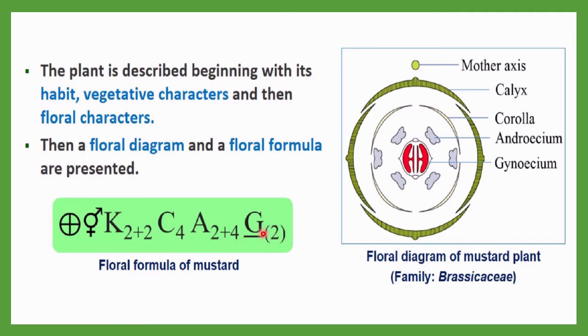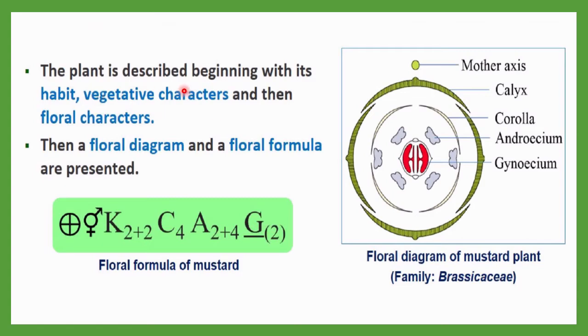Then here you can see G with an underline, that indicates gynoecium, and 2 because the ovary has 2 locules. So this indicates each and every character of the flower, and that's why the name given is floral formula. By this way you have to explain each and every plant.